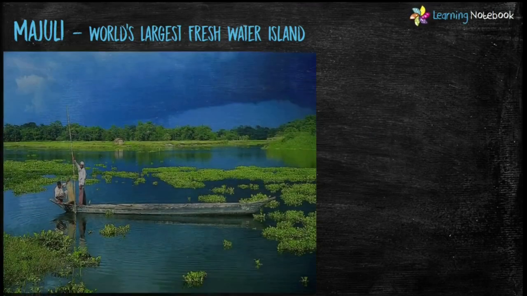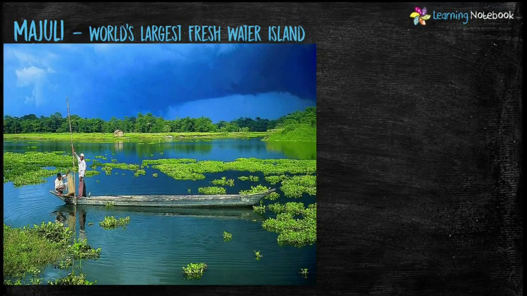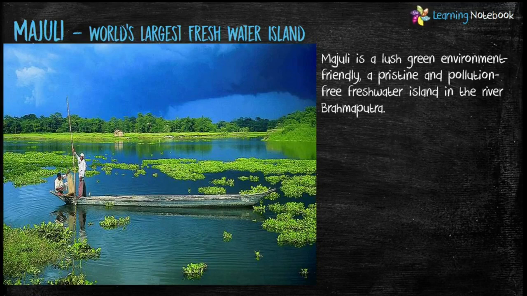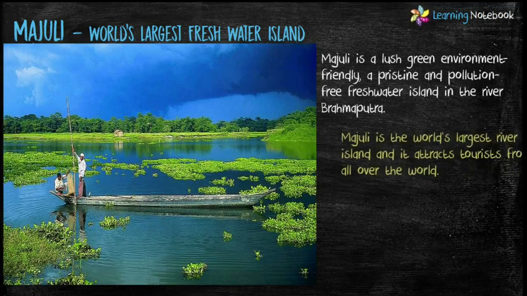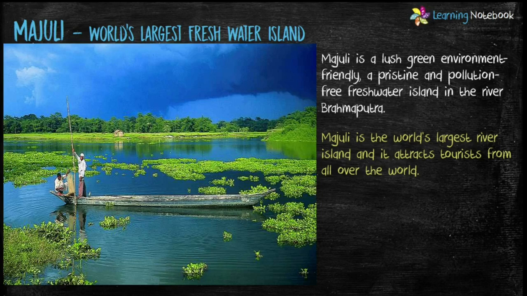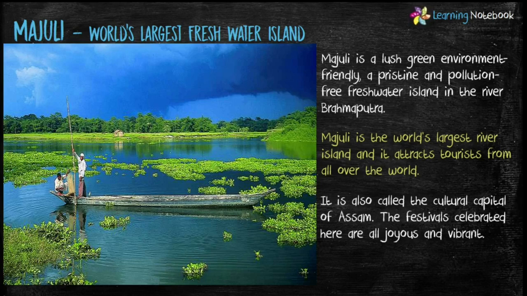Next famous place of Assam is Majuli. Majuli is a lush, clean, environment-friendly, pristine and pollution-free freshwater island in the river Brahmaputra. Majuli is the world's largest river island and it attracts tourists from all over the world.